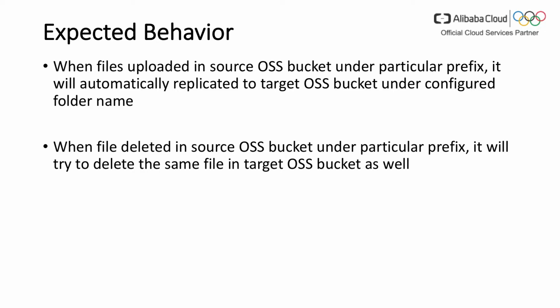After we deploy those functions, below is the expected behavior. When a file is uploaded in our source bucket under a particular prefix, it will automatically replicate to the target OSS bucket under the configured folder name. And also, when the file is deleted in the source with the particular prefix, it will try to delete the same file in the target bucket as well.